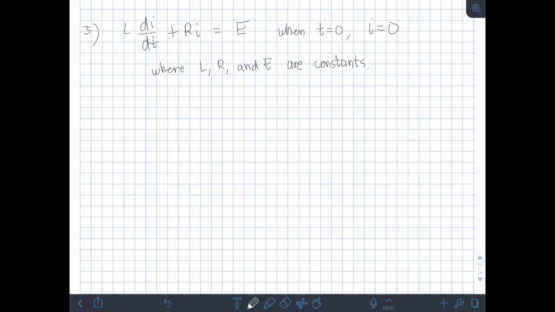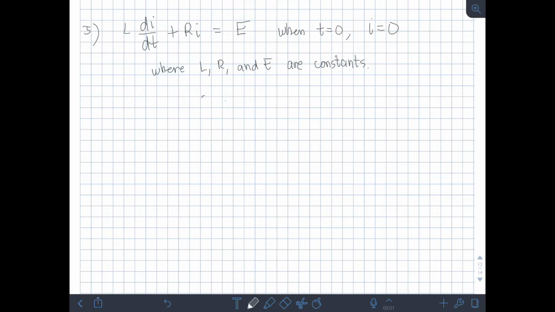Okay? Next, we have L di over dt plus Ri is equal to E when t is equal to 0, I is equal to 0, where L, R, and E are constants. Okay, so dahil meron daw tayong condition na when t is equal to 0, I is equal to 0, it is another example of DE na merong particular solution. So, wala tayong constant dito. Masasolve natin yung constant. Tapos, meron daw tayong mga variables L, R, at E na constant. So, kahit variable sila, i-consider natin sila as constant.